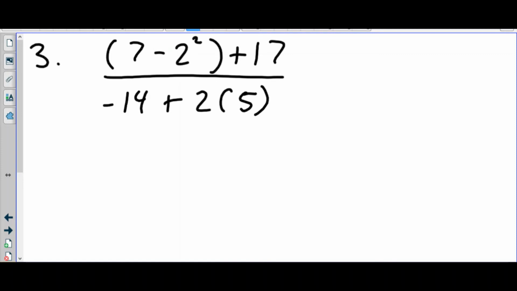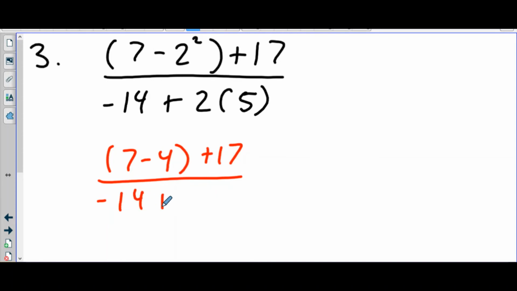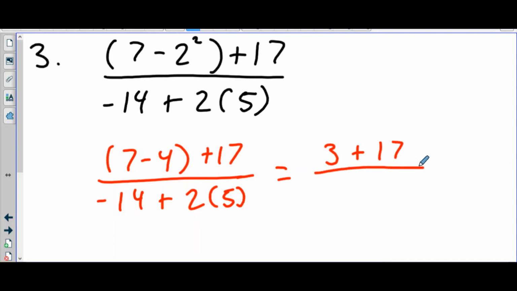So I have parenthesis 7 minus 4, close parenthesis, plus 17 over a negative 14 plus 2 parenthesis 5. So again, that's 2 times 5. Okay, next, I'm going to continue this parenthesis by evaluating the 7 minus 4, which is 3, plus 17, all divided by.